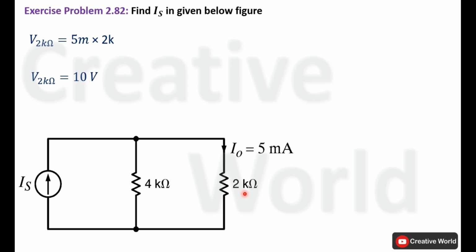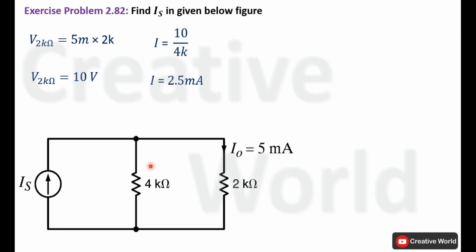And as we discussed earlier, the same voltage will be appearing across the 4 kilo ohm resistance as well. Now we have two quantities for this resistance. One is the value of resistance and the other one is the voltage across it. So we can calculate the current through it using Ohm's law. Current I through this resistance will be equal to 10 volt divided by 4 kilo ohm. Solve this equation to calculate current I, that will be 2.5 milliampere.